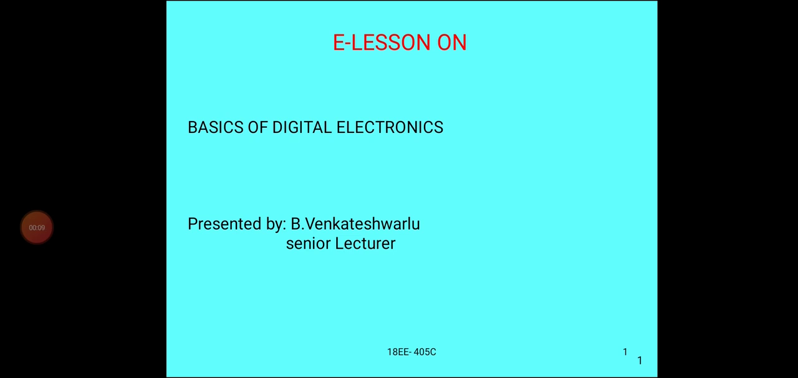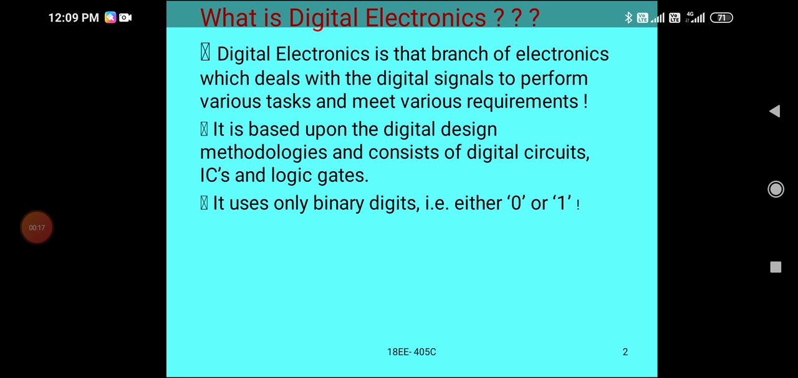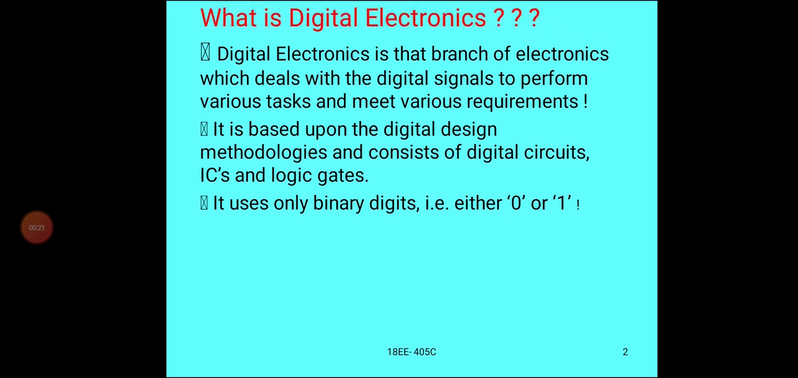Venkateshwarlu, senior lecturer. What is digital electronics? Digital electronics is that branch of electronics which deals with digital signals to perform various tasks and meet various requirements. It is based upon digital design methodologies and consists of digital circuits, integrated circuits (ICs), and logic gates. It uses only binary digits, either 0 or 1.